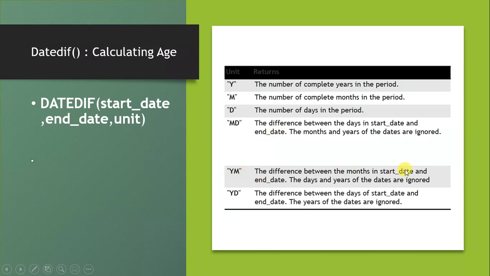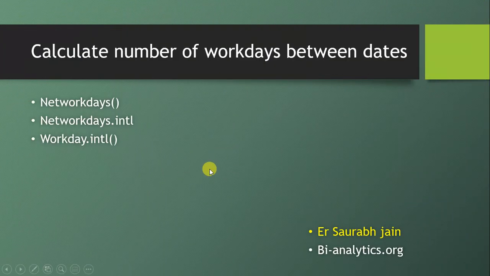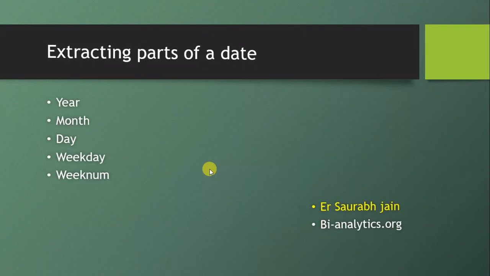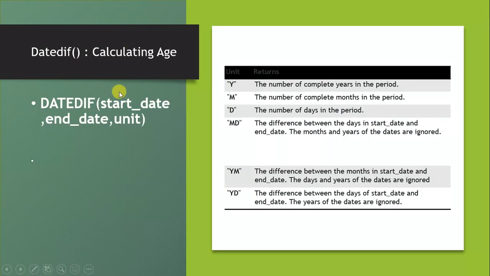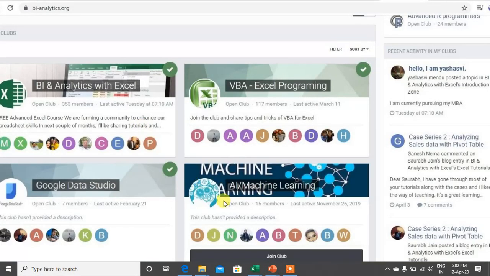YM, the difference between the months in the start and end date. YD, the difference between the days of the start and end date. The years are ignored. So I will give you an example. I'll walk you through the example to make you understand how this time code works. We're talking about DATEDIF, start date, end date, and unit. So these are 3 points we will cover now. Let's walk through the example.